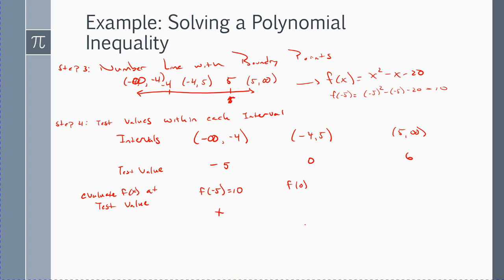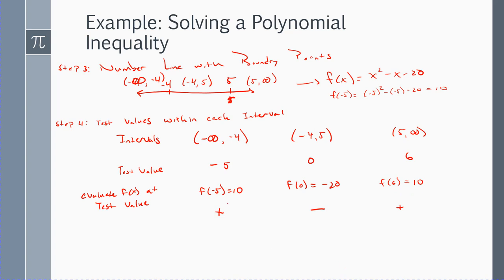f of 0, if you plug 0 in, you just get negative 20. That means all numbers between negative 4 and 5 are going to make the function negative. And then when you plug in f of 6, this is 36 minus 6 is 30, minus 20, that just gets you 10.